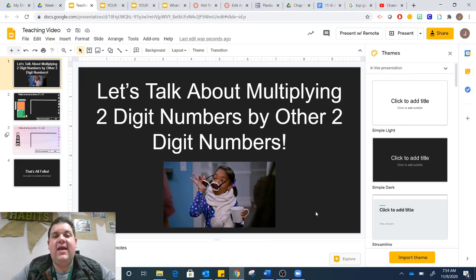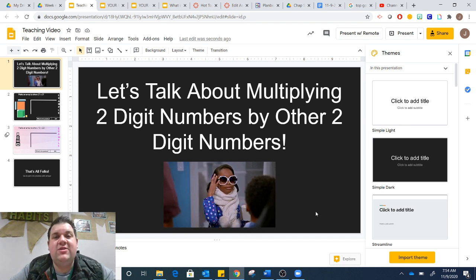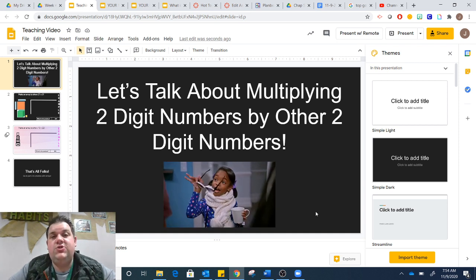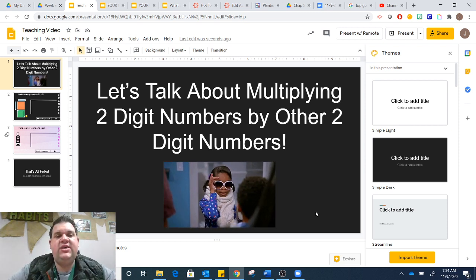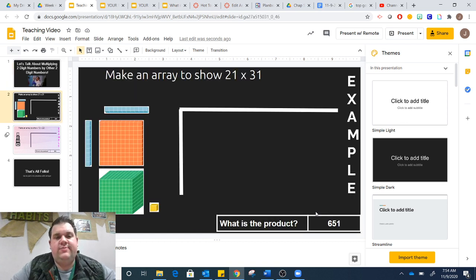We are going to be talking about how we can multiply two-digit numbers by other two-digit numbers using an array. So we're going to get started because I know you already have used arrays to do 2, 3, and 4-digit by 1-digit, but with 2-digit by 2-digit it looks a little bit different. So we're going to get started with this first one. It says to make an array to show 21 times 31.